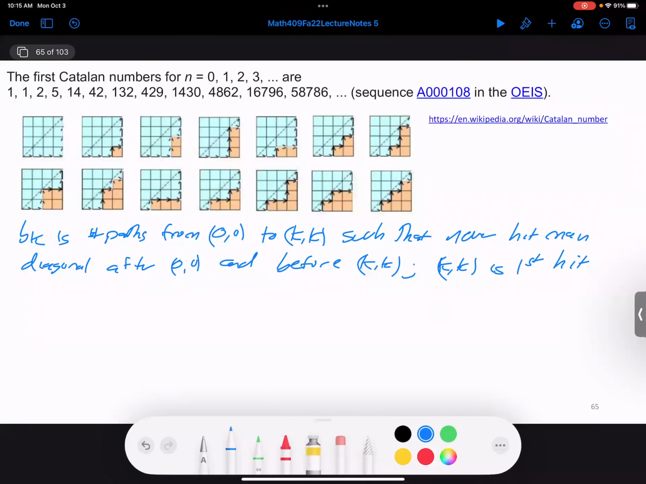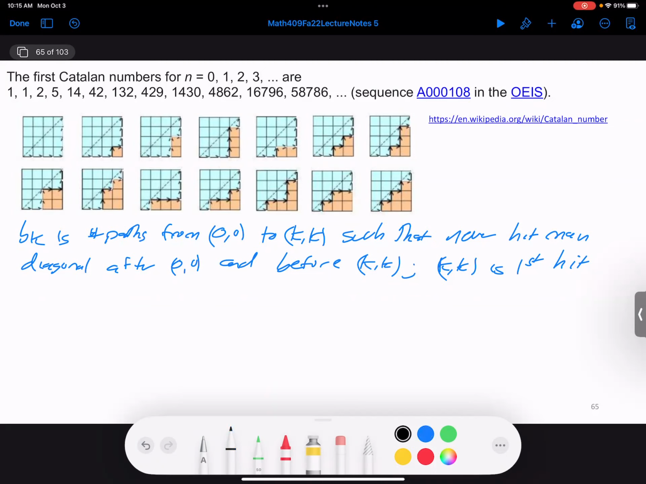Is it possible to have more than one way where NN is the first hit? Is there more than one way to have NN as your first hit? Yeah, if you look at the picture, the first picture, the second picture, the third picture, all of them have NN as their first and only hit on the main diagonal. But if I look at the fourth picture, it hits earlier. And the seventh one hits at the same spot as the fourth one. So B_K is going to be the number of paths. We'll plot it a little bit.